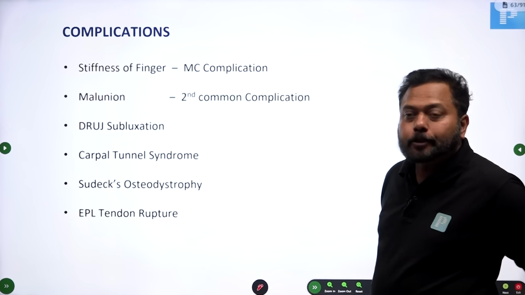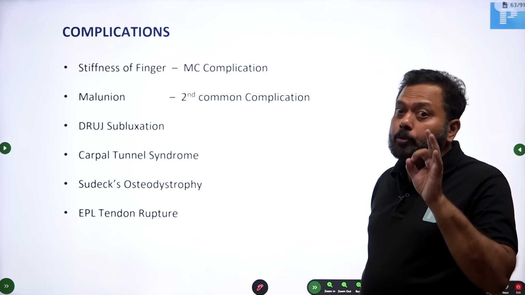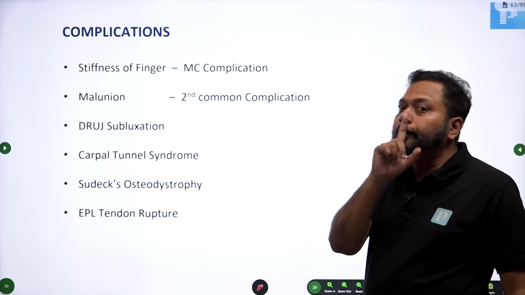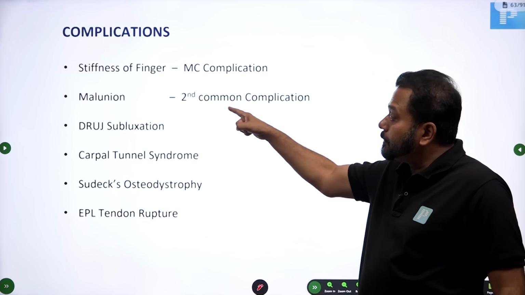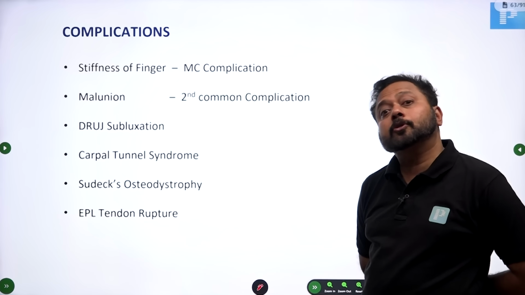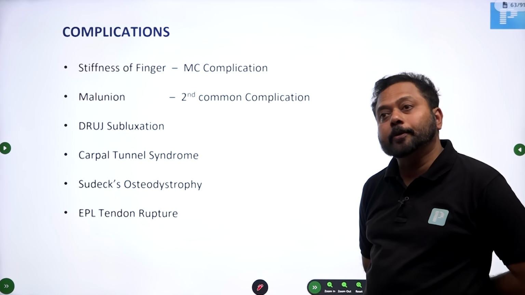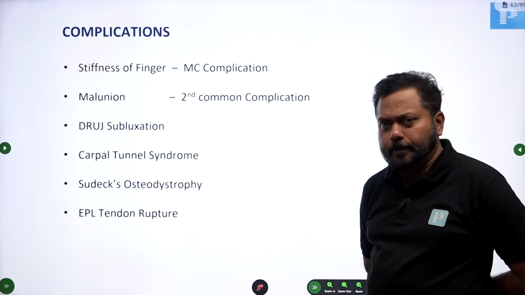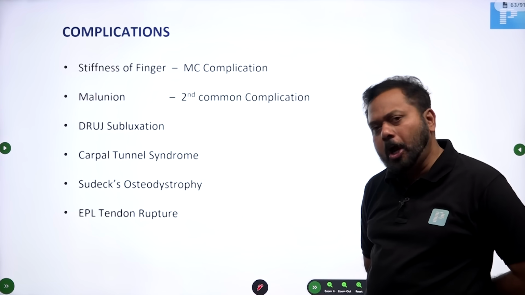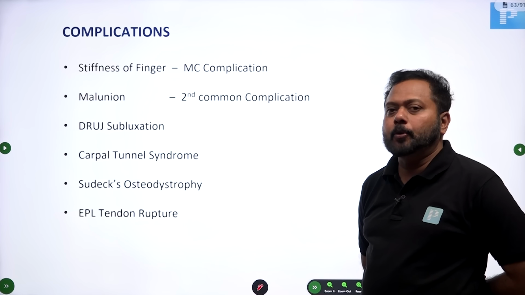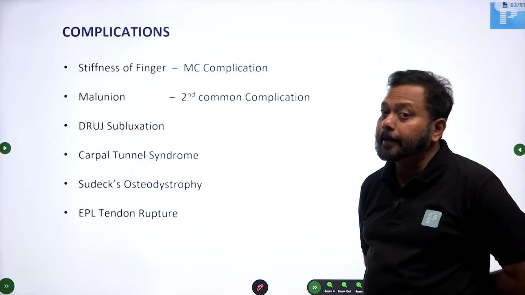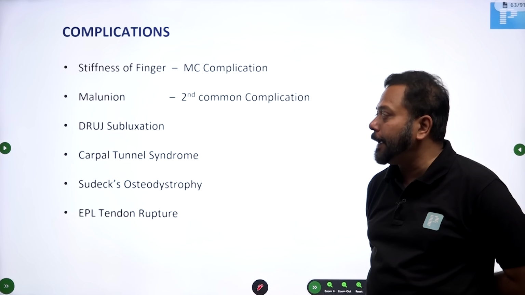Coming to complications of Colles, you should be very careful. Most common complication is stiffness of finger. Second most common complication is malunion. So, when they ask a question, please read all 4 choices. If stiffness of finger is not there, then your answer is malunion. If stiffness of finger is there, that is the best answer.